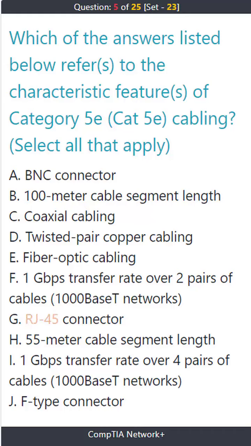G. RJ45 connector. H. 55 meter cable segment length. I. 1 Gbps transfer rate over 4 pairs of cables, 1000 base-T networks. J. F-type connector.